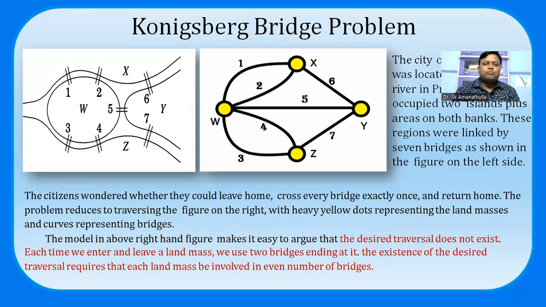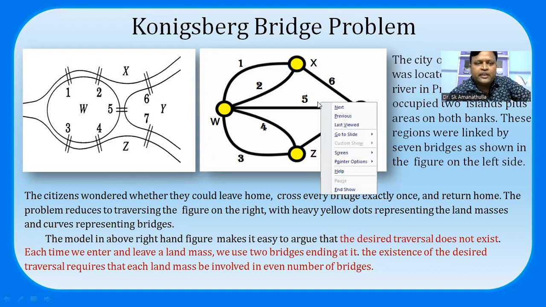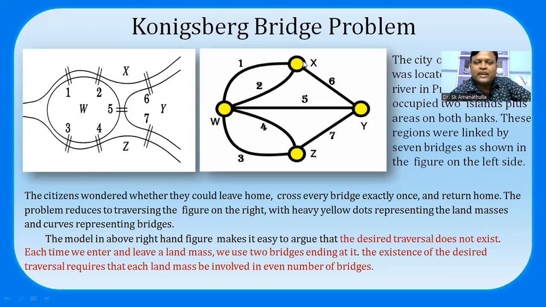Euler proved that this type of movement is not possible by designing a graph. He took 4 vertices, the 4 land areas, as the 4 vertices of the graph, X, Y, Z, and W, and joined 2 vertices if there is a bridge. Here we see that between X and Y there is a bridge, so the vertices X and Y are joined by an edge, that is, by a line segment. Between X and W, there are 2 bridges, so there are 2 edges between X and W, 1 and 2. In such a way, this graph is designed.